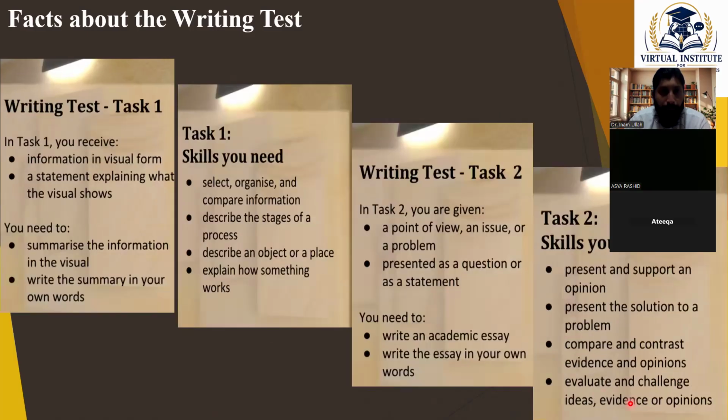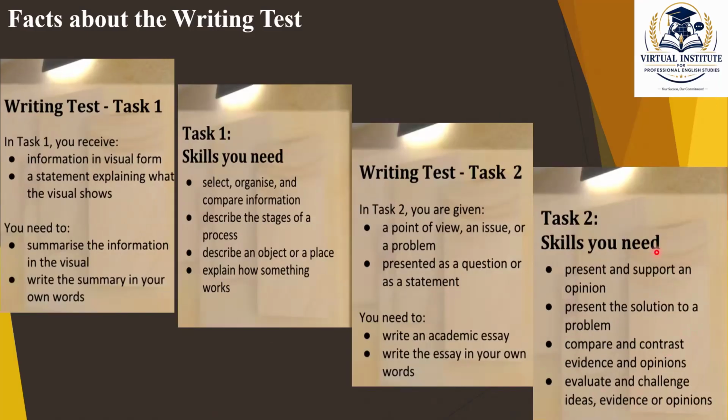All right. Now, to talk about both the tasks. So writing task one. In task one, you will receive information in visual form. What does visual form mean? We are going to discuss. But in simple words, there will be some pictures, some graphs, some bars, pie charts, and so on, right? So this is what you call visual form.